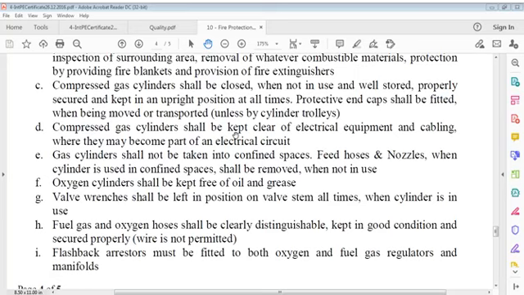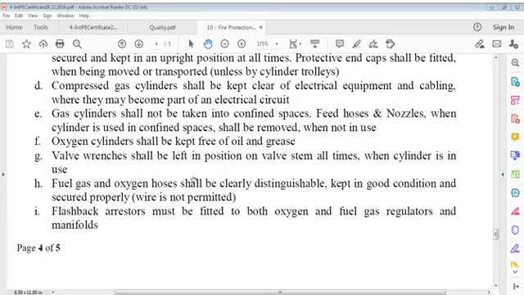Oxygen cylinders shall be kept free of oil and grease. Valve wrenches shall be left in position on valve stem at all times. When cylinder is in use, fuel gas and oxygen hoses shall be clearly distinguishable, kept in good condition and secured properly. Wire is not permitted. Flashback arresters must be fitted to both oxygen and fuel gas regulators and manifolds.